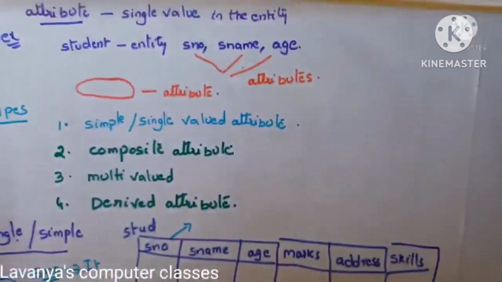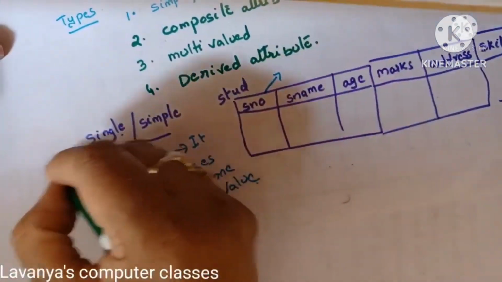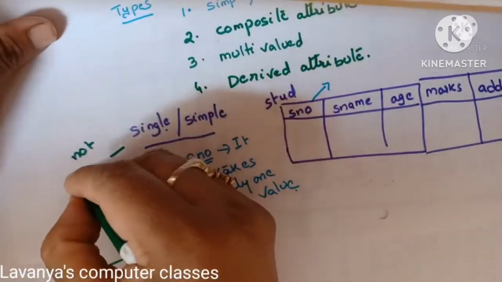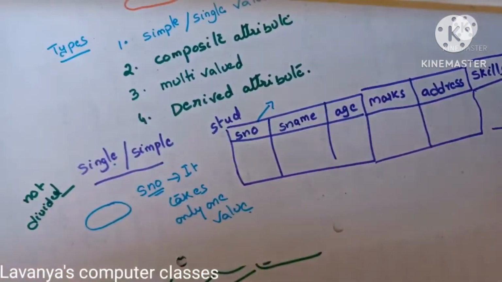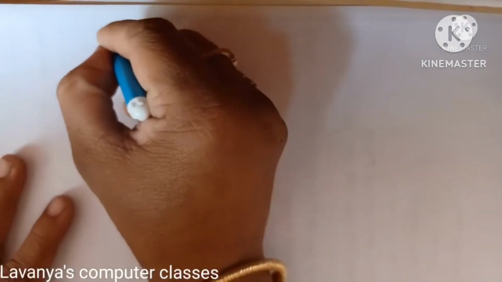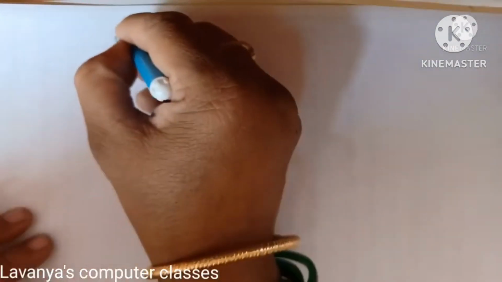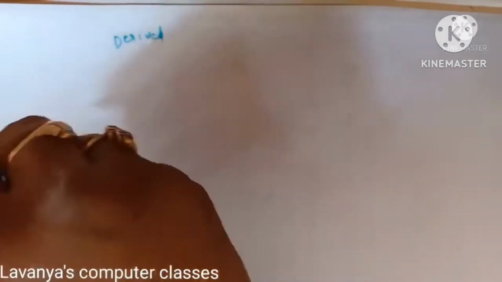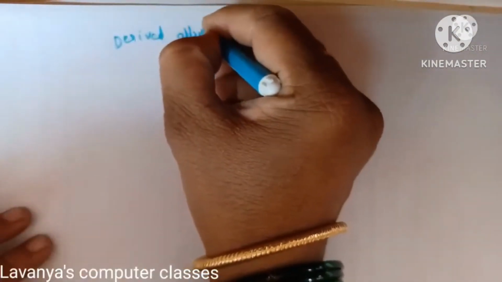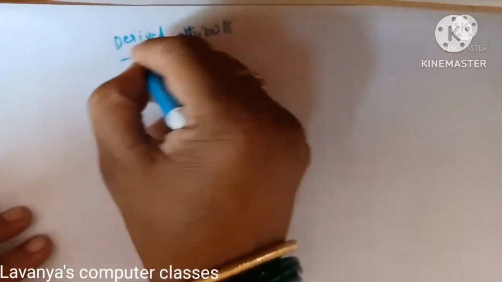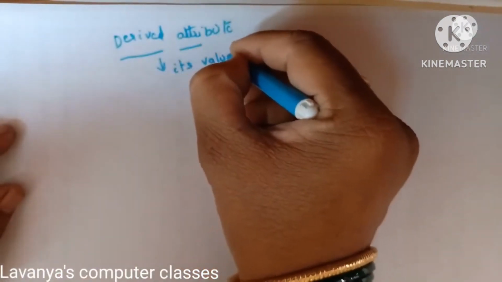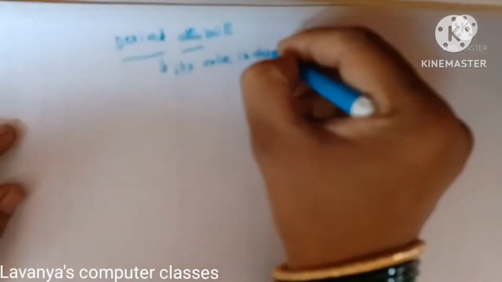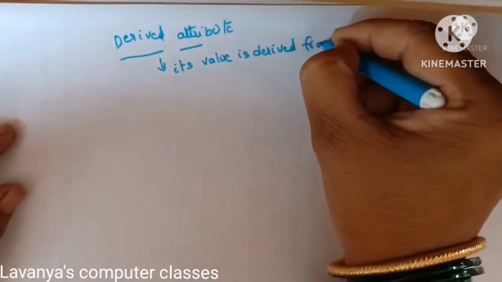In a single valued attribute, it is not possible to divide it into subparts, or it takes only a single value. Now I'll go for one more attribute, that is the derived attribute. Derived, as the name says, is not an original one. It is coming from another attribute. Its value is derived from another attribute, that's why it is called a derived attribute. Its value is obtained from another attribute.